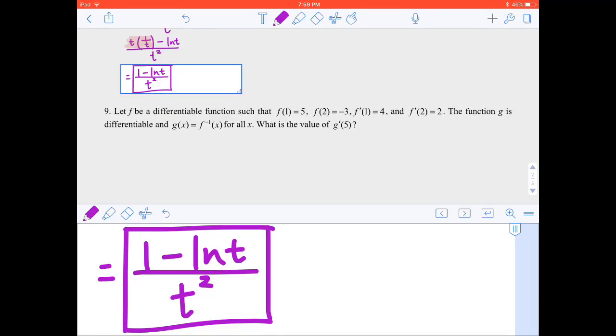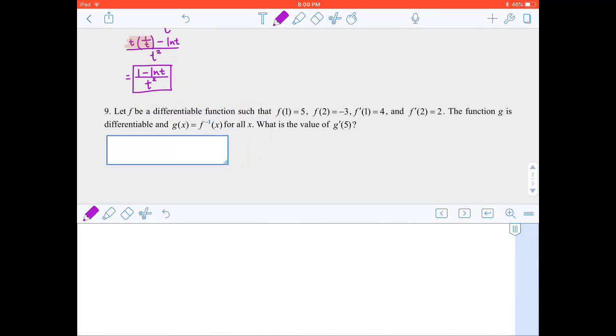Now number 9 says, let f be a differentiable function such that f of 1 is equal to 5, f of 2 is equal to negative 3, f prime of 1 equals 4, and f prime of 2 equals 2. We're going to let the function g be differentiable, and g of x is equal to f inverse of x for all x. What is the value of g prime of 5? Okay, so there's a lot of information. We should try and figure out some way to organize this.